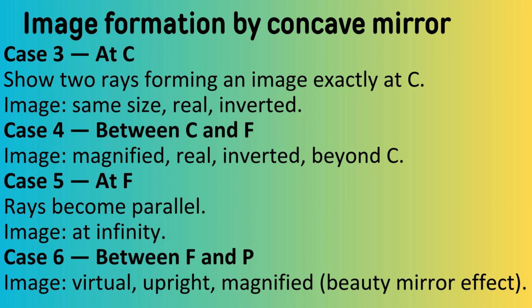Case 6. Object between F and P. This is the beauty mirror effect. The image formed is virtual, upright, and magnified, and it appears behind the mirror.